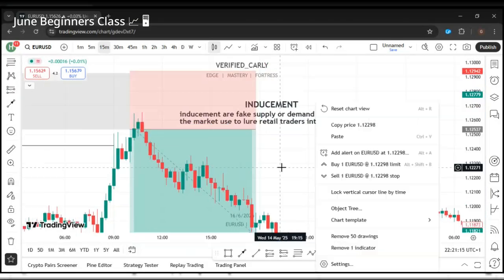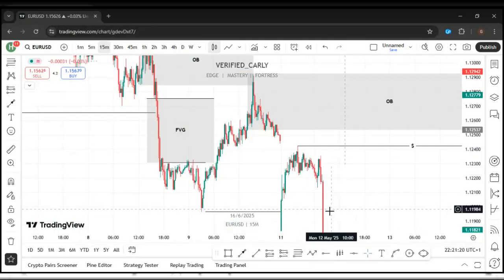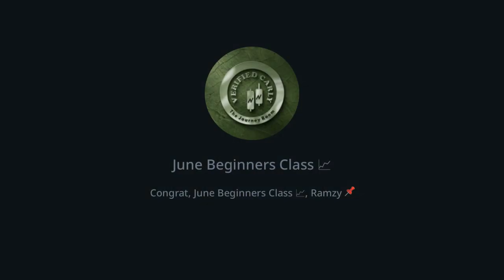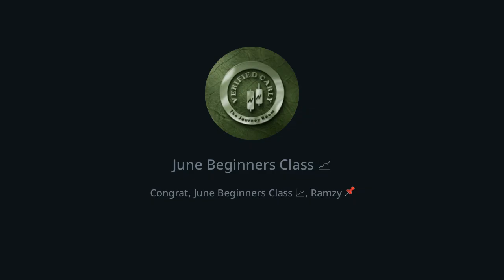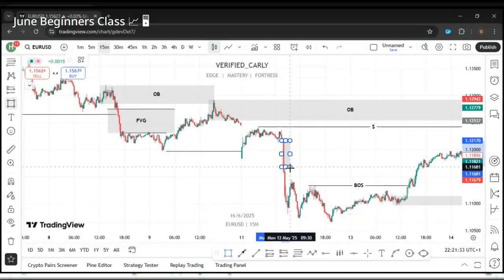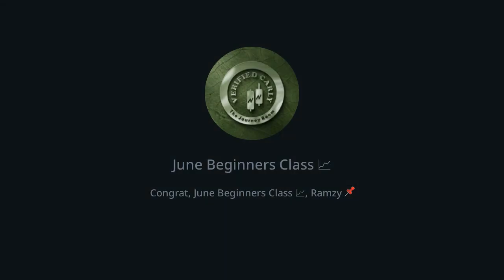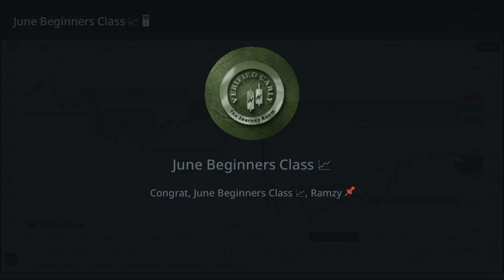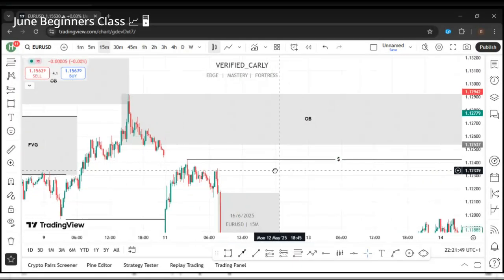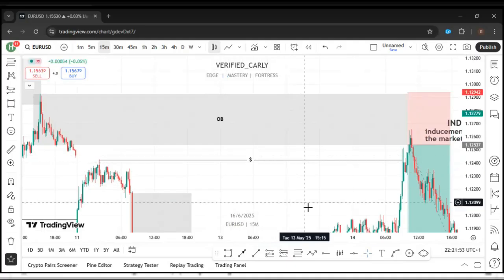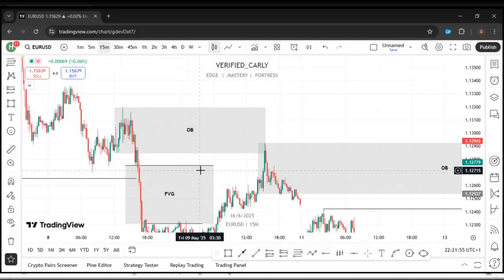Now after price breaks structure, you want to see an imbalance. This is an example of an imbalance. Most of them think this is the correct imbalance to enter, but it is not. This is just an inducement, a liquidity to lure traders into selling. This is the right order block. Same with this one too.